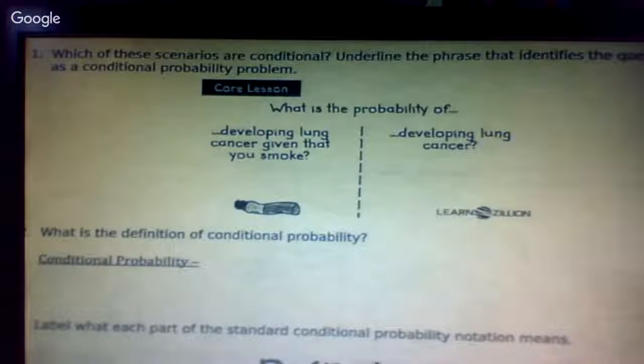Okay? So, your first condition is you're a smoker. The second condition on top of that is that you're getting lung cancer from being a smoker. Okay, so the one on the left is your conditional probability.